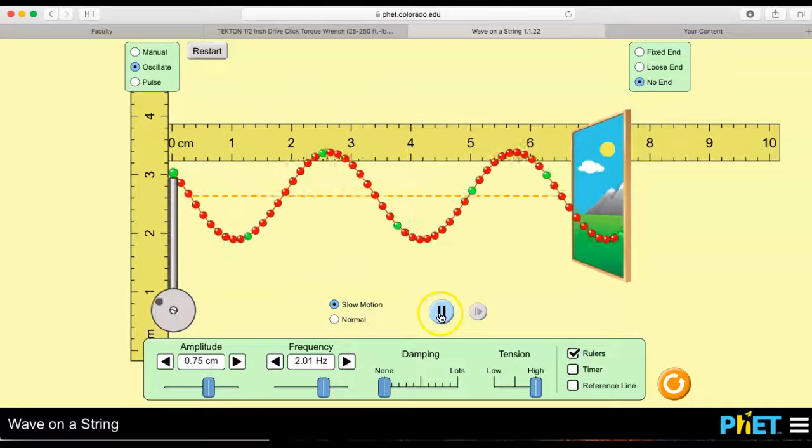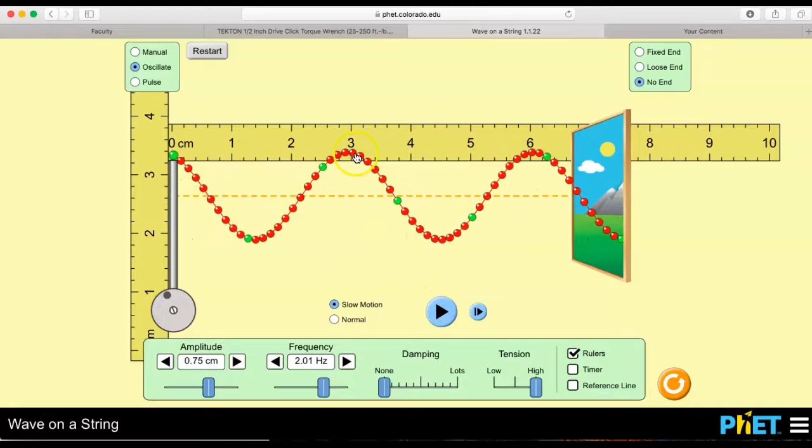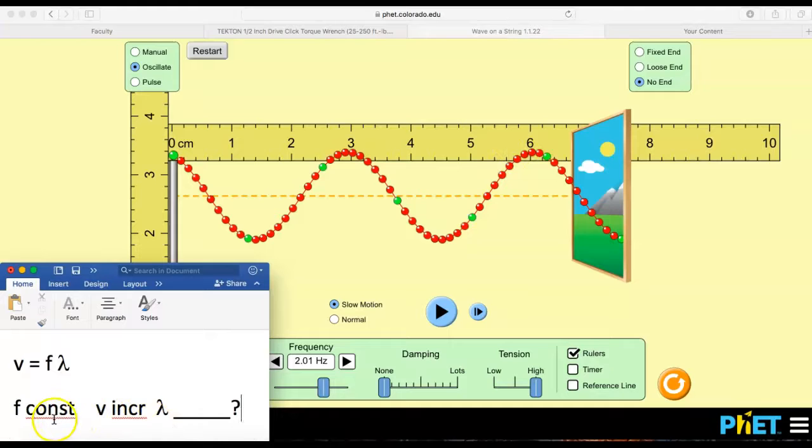And then let's look at the wavelength. All right, the wavelength has changed. It was about 2 centimeters. Now it's 3. So if we have the frequency constant but we increase the speed, then the wavelength increases.